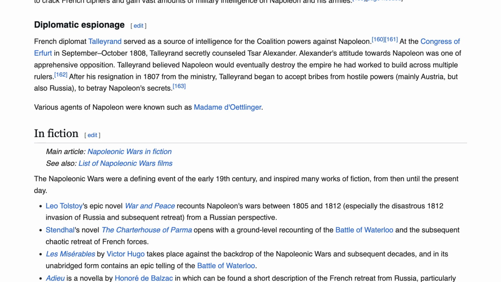After his resignation in 1807 from the ministry, Talleyrand began to accept bribes from hostile powers, mainly Austria, but also Russia, to betray Napoleon's secrets. Various agents of Napoleon were known, such as Madame d'Ettlinger.